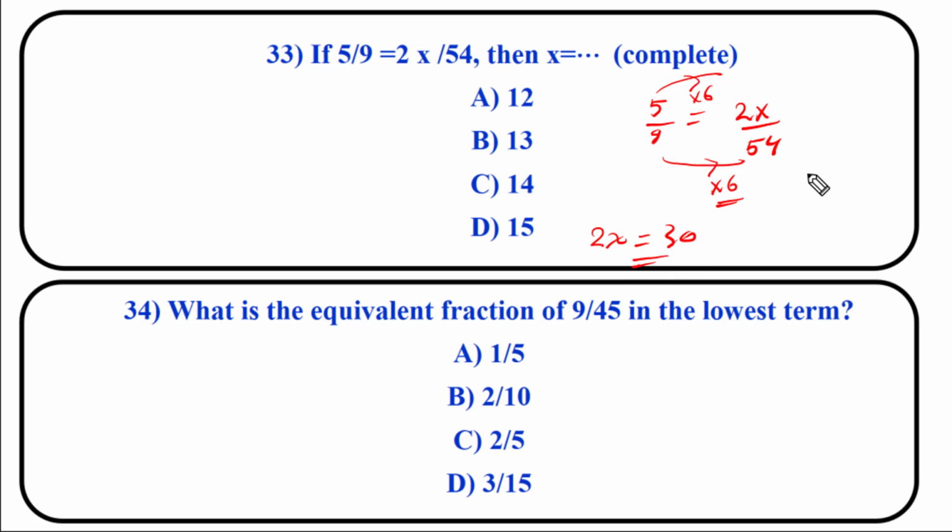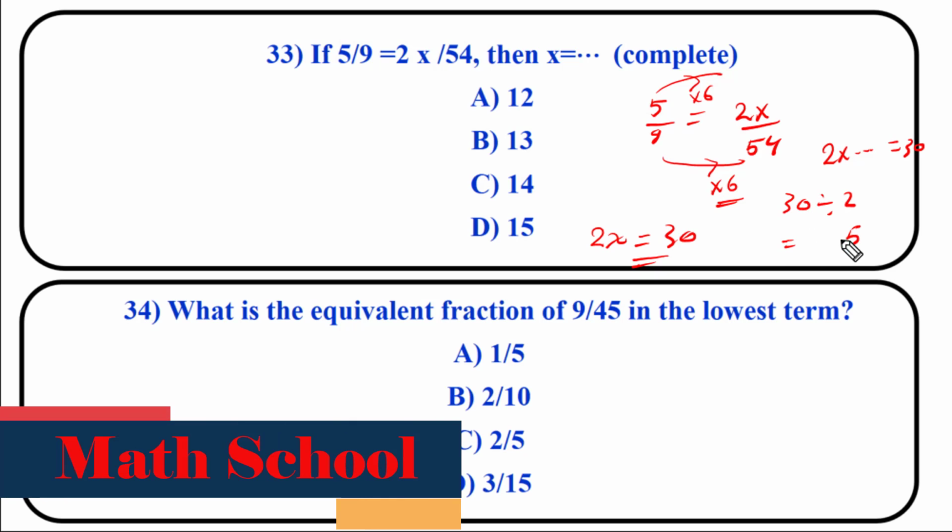To find the value of x, ask yourself, 2 times what, guys, equals 30? To find the missing number here, just divide 30 by 2. 30 divided by 2 equals what? Equals 15. So the value of x equals 15.